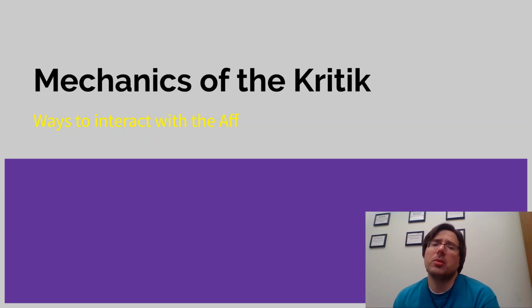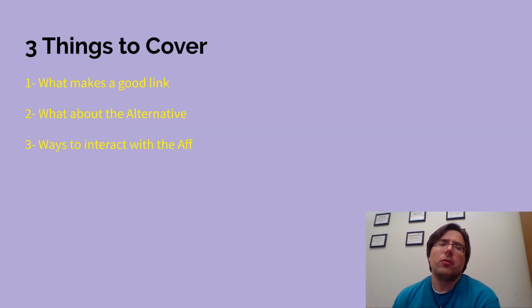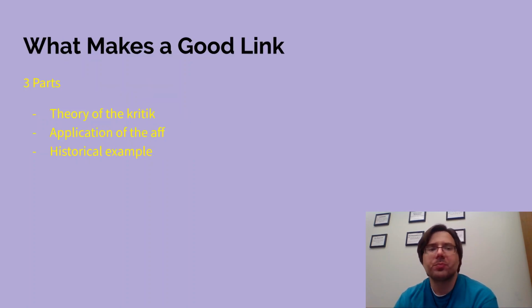In this video, we're going to talk about the mechanics of a critique, or really just ways we can interact with the affirmative when we're reading a critique on the negative. We're going to cover three things in this video. First, we're going to look at what makes a good link. Second, we're going to talk about the alternative a little bit. And lastly, we're going to look at ways we can interact with the aff with K-tricky type arguments.